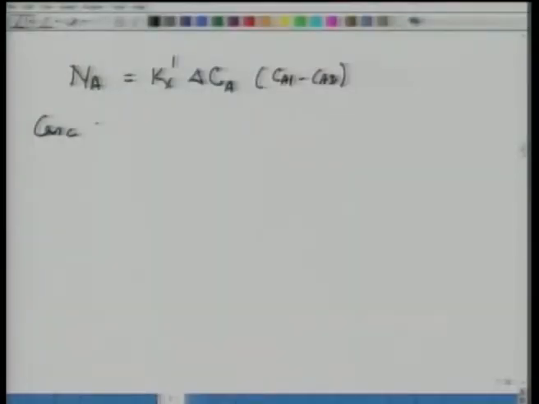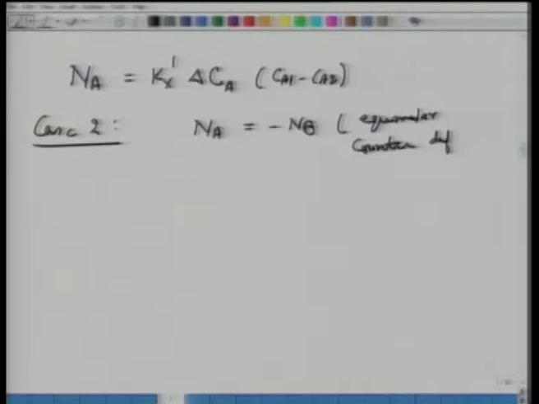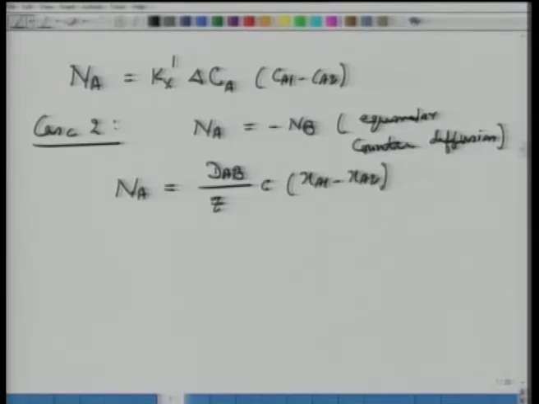Let's take case 2, when we have equimolar diffusion, and let's see if we can develop similar expressions for diffusion flux. Case 2 we studied in the last class. We had Na equals minus Nb, which is equimolar counter diffusion. Then we can go back to the same expressions which we started with earlier, and substitute Na equal to minus Nb to write Na equals DAB C over Z into XA1 minus XA2, which is even simpler than the previous case.